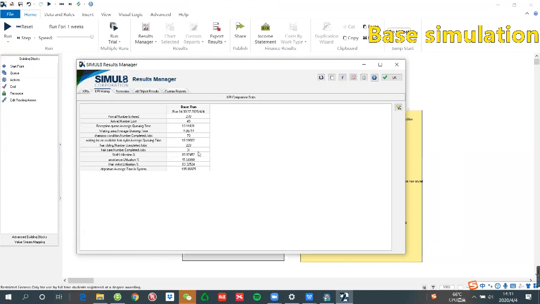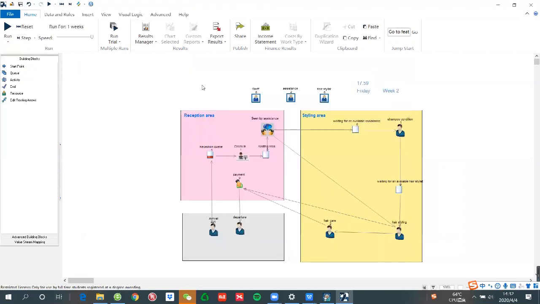And the staff utilization is 83%, roughly 84% of staff engaged in activities, and for the assistants it is about 42%, and for the hairstylists roughly 83%. And the average time for a customer to leave this hair salon is about 105 minutes, or 106 minutes also.